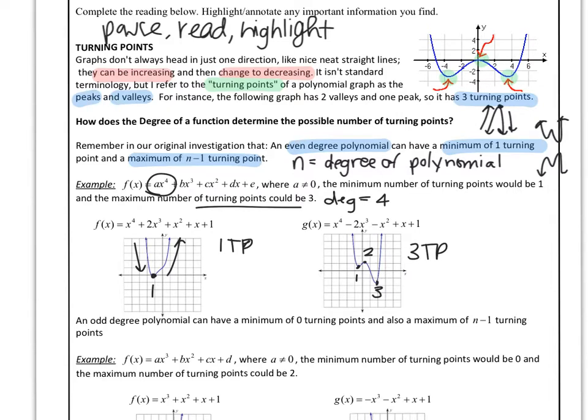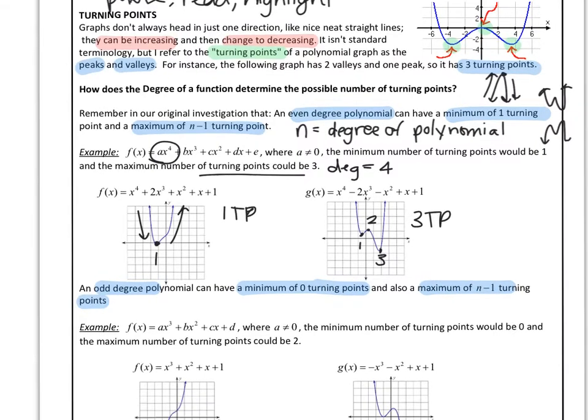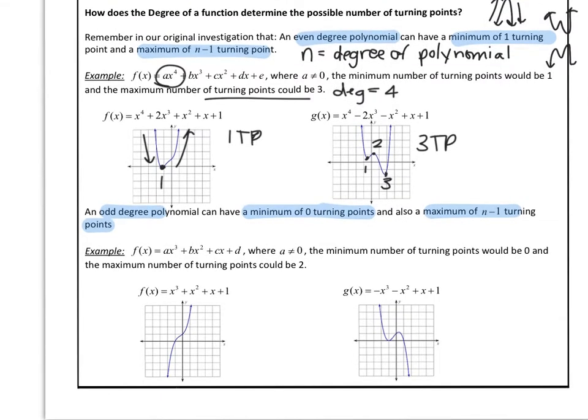And then if we talk about odd degree polynomials, an odd degree polynomial can have a minimum of 0 turning points and then a maximum again of n minus 1 turning points. And we have another quick example for that. And again, remember n is just the degree of the polynomial. So when we look at this example, this one has the power of 3 as the highest exponent, so this is degree 3.